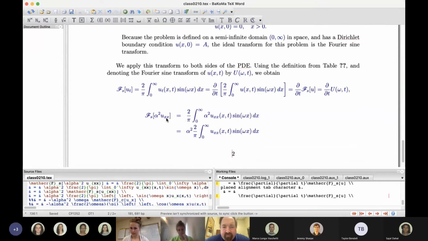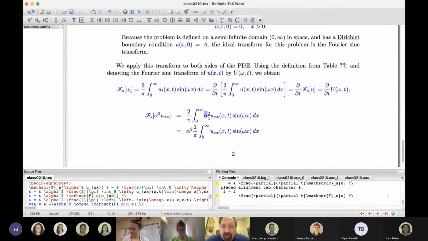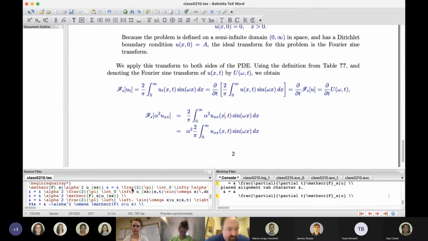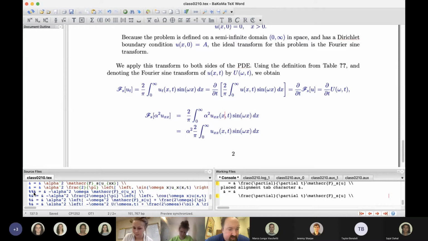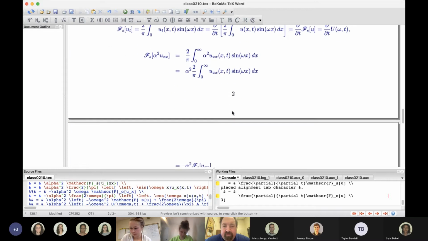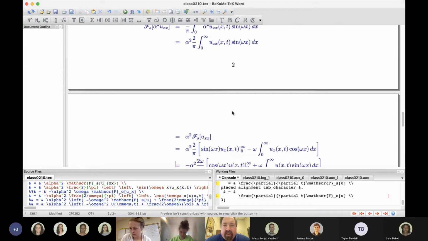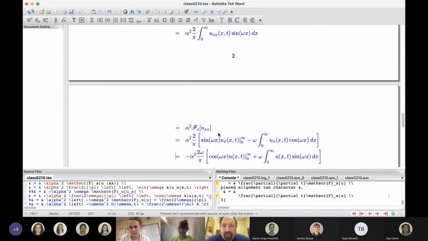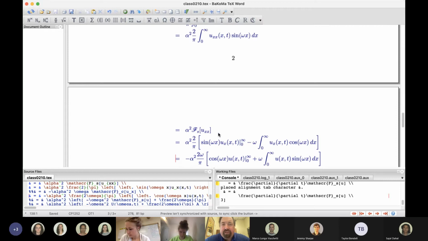So now I'm transforming that. So that goes here. We're taking a Fourier sine transform of this function. Alpha squared is just a constant, so pull it out. Okay. So now I just have alpha squared, and I'm transforming u_xx. Now, how do I do that? I'm actually going to use integration by parts.